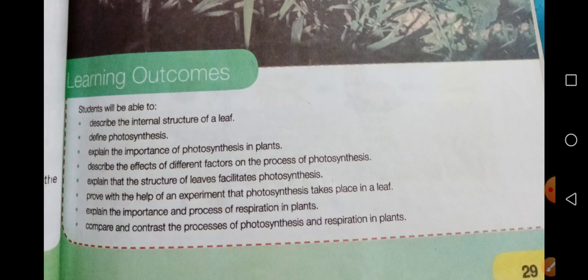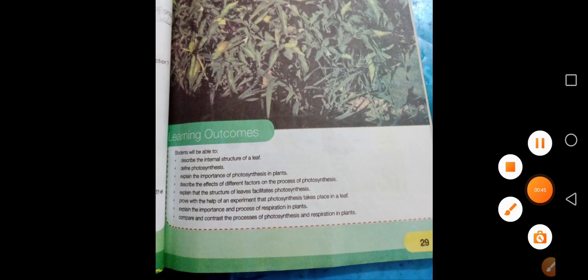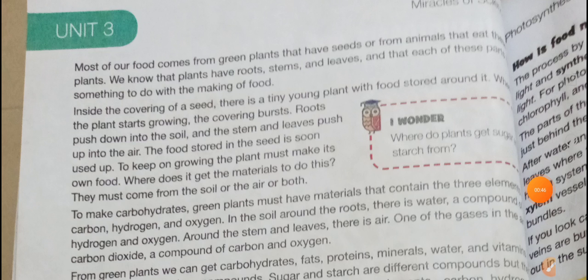Let us look at what we are going to learn in this chapter. We are going to learn about the internal structure of the leaf, photosynthesis. Then we are going to learn about the importance of photosynthesis. Kindly open your books from page number 30. All of you take out your pencils or your highlighters and start underlining the important points.